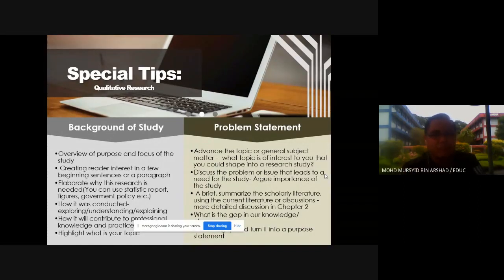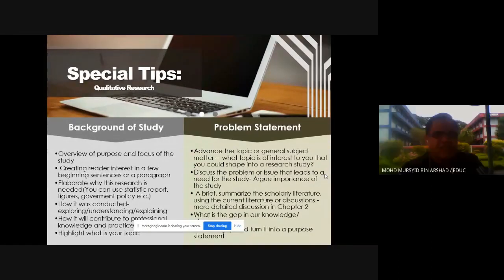All right, and then you can add to the figures the policy report, for example, or maybe you can get it from the survey, to support your argument. How about newspaper? Do you think newspaper is a good article for you to rely on for the background of study?